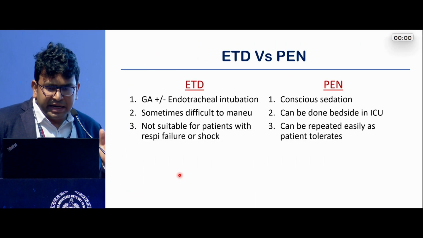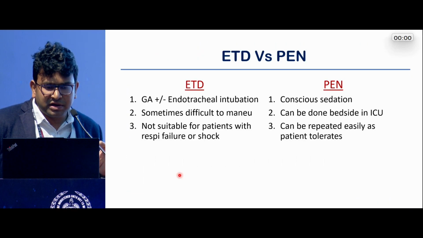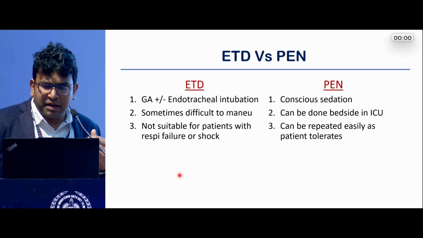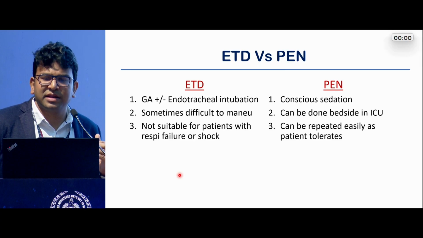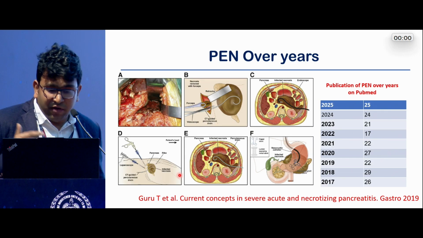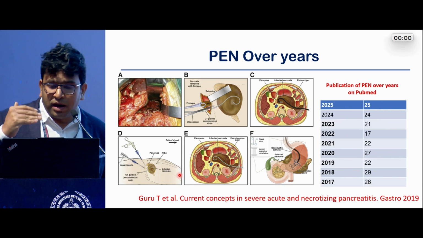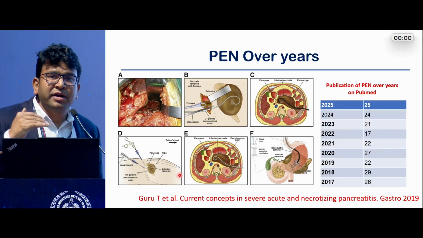So if you compare ETD versus PEN, endoscopic transluminal drainage usually requires general anesthesia and endotracheal intubation, and it is not suitable for a patient who is critically sick. PEN can be done under conscious sedation, can be done as a bedside procedure in the ICU, and is well tolerated by patients. And I was very happy to see the number of publications that has gone up over the last few years, till 2025 now.